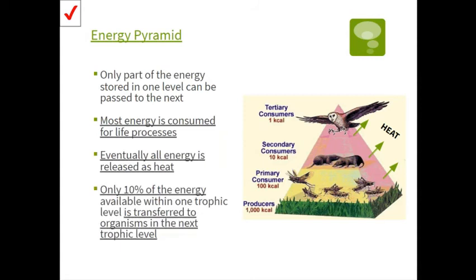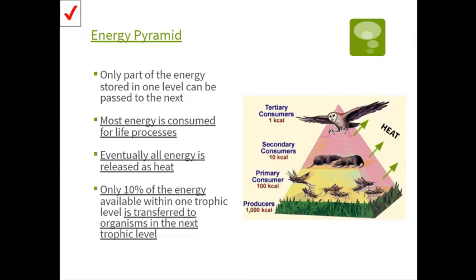For example, as you can see here in this energy pyramid, we have our producers at the bottom, which have about 1,000 kilocalories, or units of energy. Up next, only 10% of that is usable by the primary consumers, so only 100 kilocalories are available. As we move up, the shrews can only access about 10 kilocalories, and the owl at the top can access only 1.